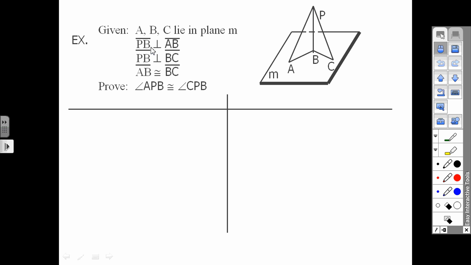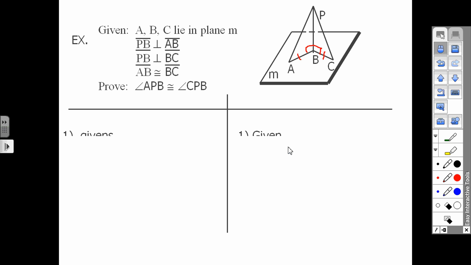Okay, they tell us that PB and AB are perpendicular, so let's go ahead and mark that. And I know it doesn't look perpendicular, but they're doing that on purpose to try to give it a 3-dimensional feel. Okay, and they also tell us PB and BC are perpendicular. They tell us AB and BC are congruent. Okay, so those are congruent to each other. All right, so we're trying to prove that angle APB and angle CPB are congruent.